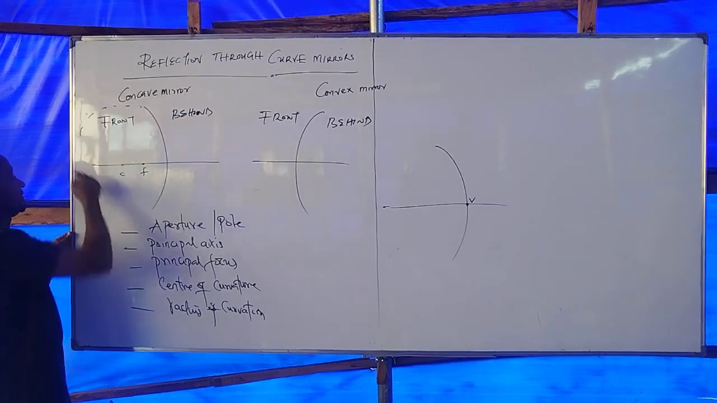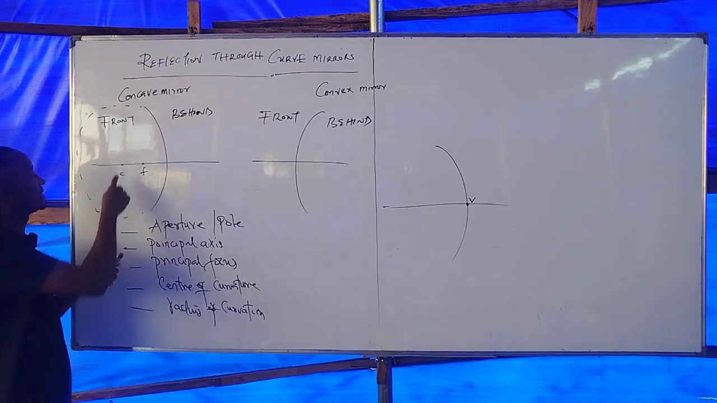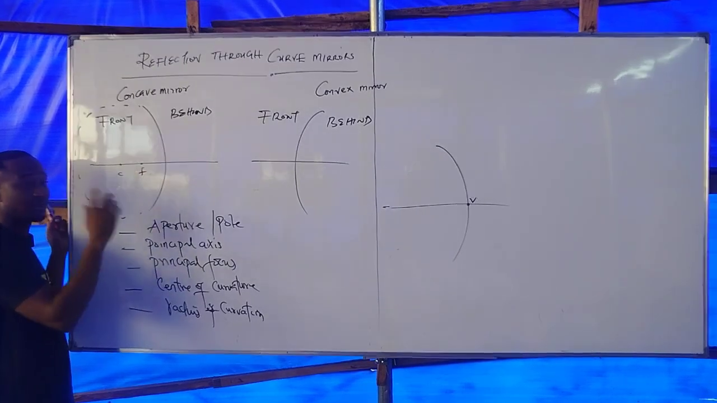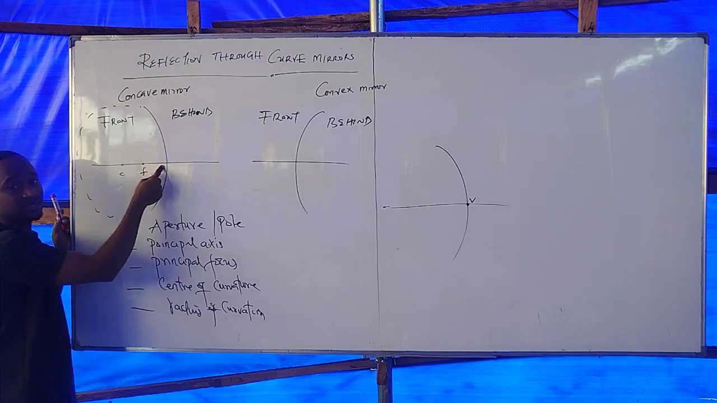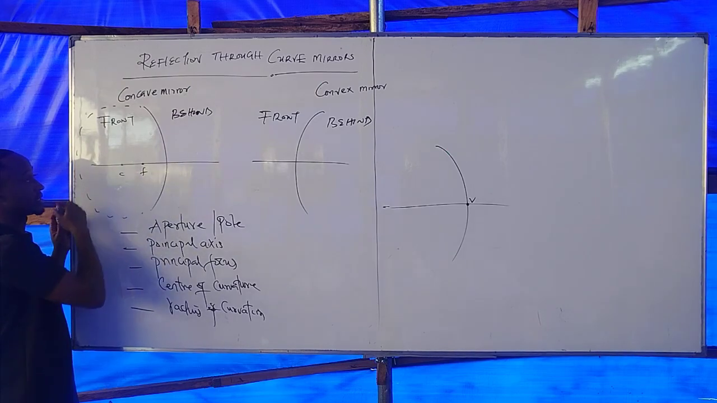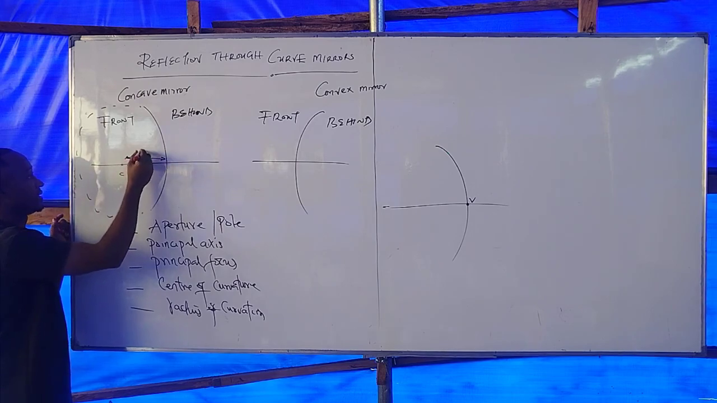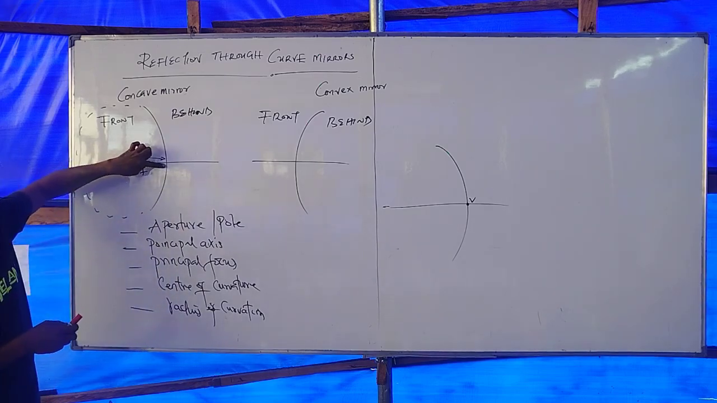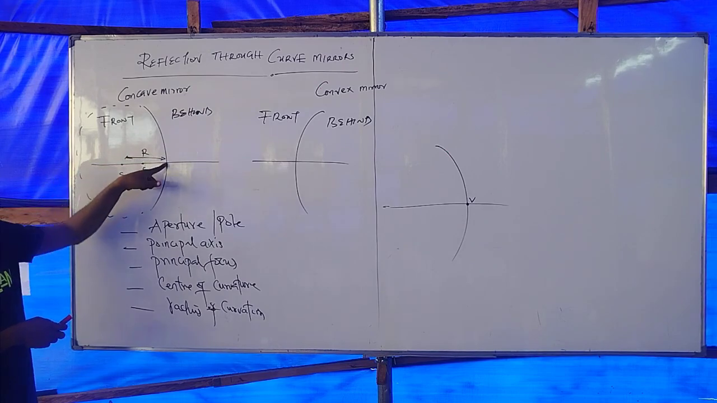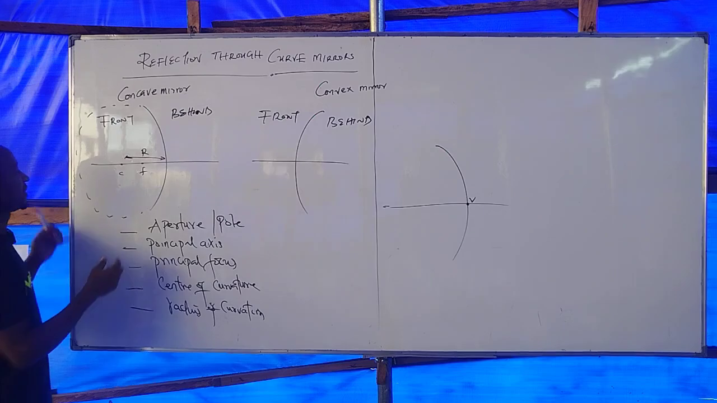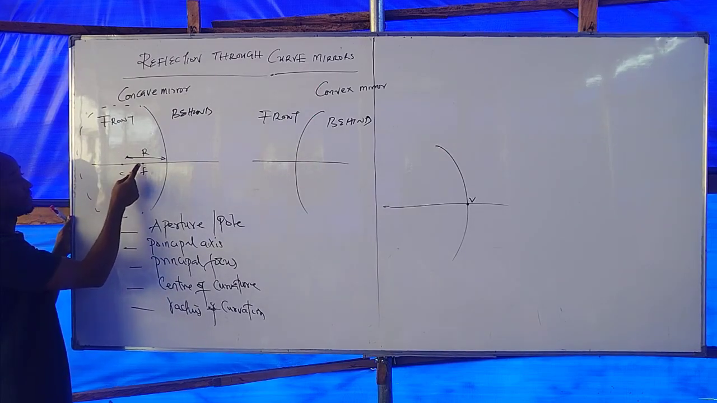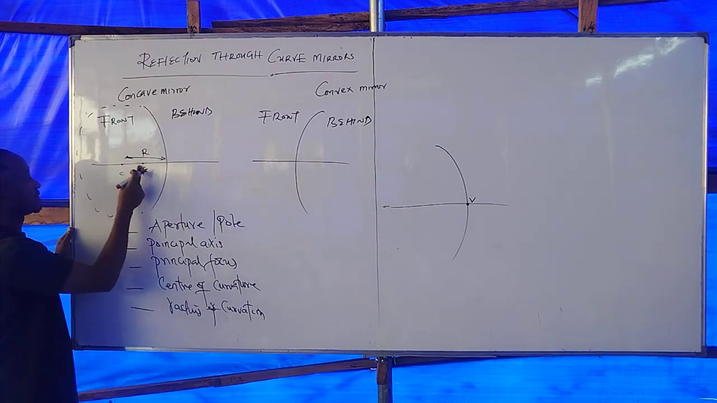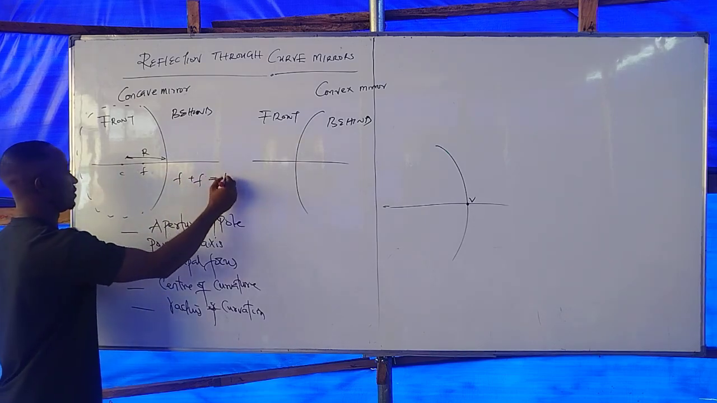Just view the mirror like a circle. In a circle, from the center to this point, which we assume is the vertex, it's called the radius. So from the center of curvature to the pole of the mirror is called the radius. And don't forget that from the center to the focus equals from the focus to the pole. So it simply means that if from here to here is F, we have F plus F equals your radius.